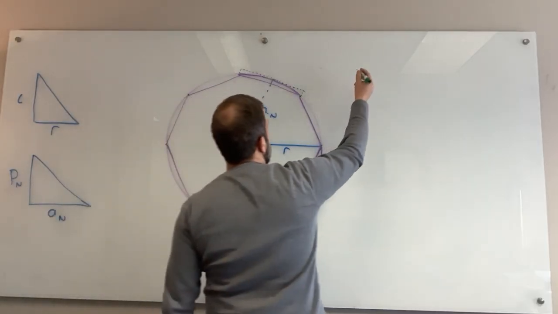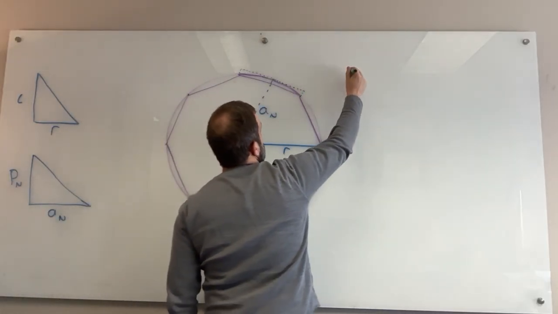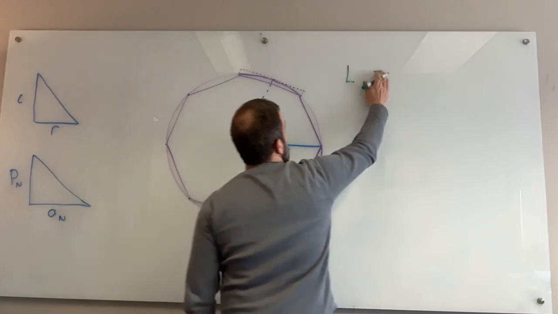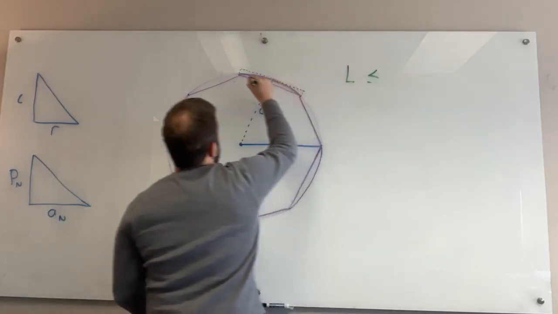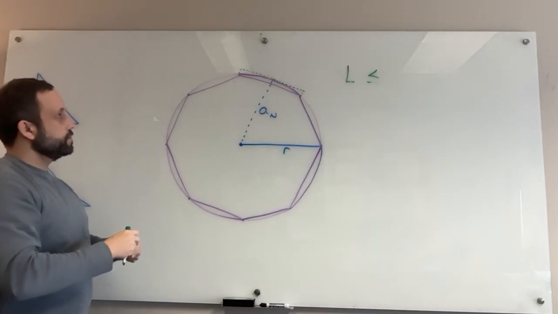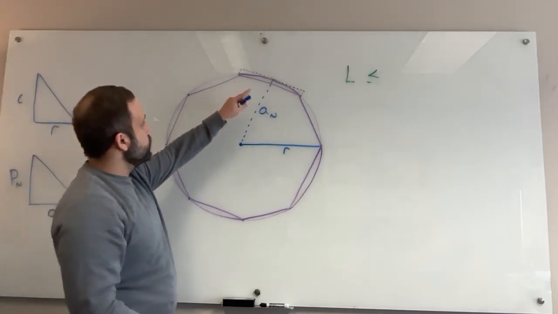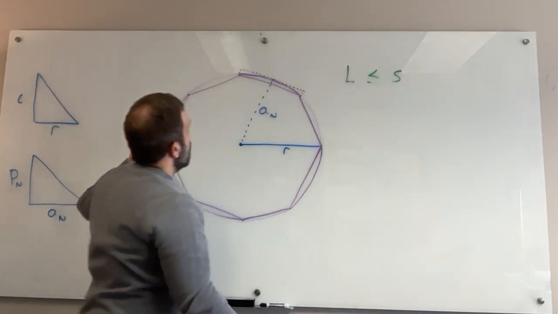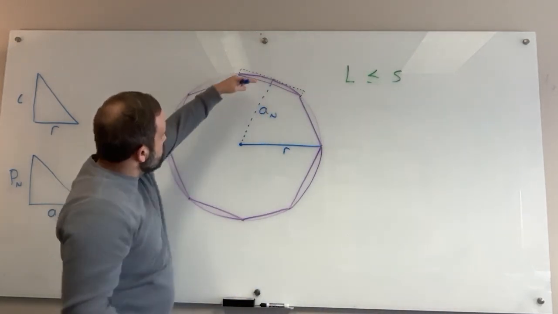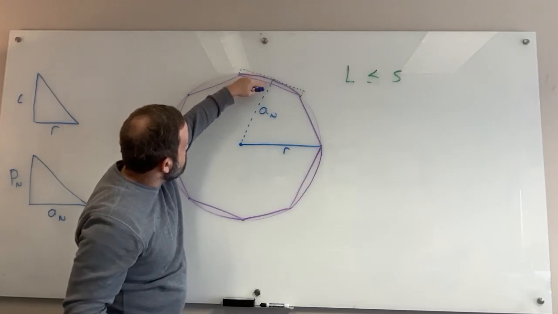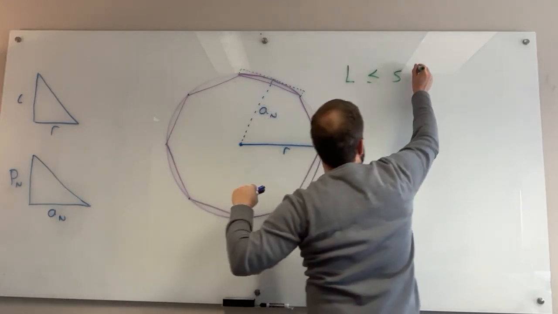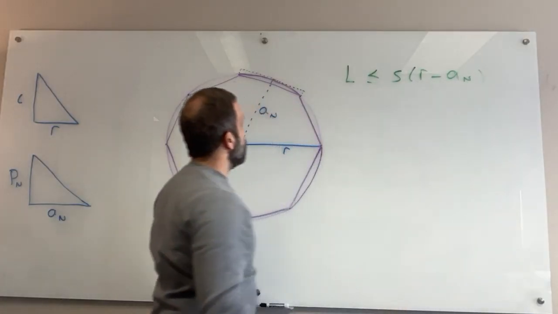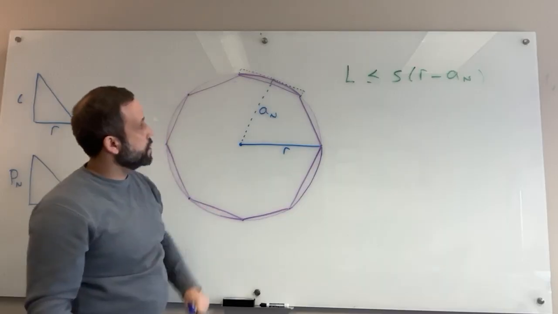The area of this little leftover piece, I'm going to call it L for leftover piece. I don't know what it is exactly, but I know it's going to be less than or equal to this rectangle that surrounds it. The area of this rectangle is going to be equal to the side length, which I'm going to call S, times the height. This height, the distance from that midpoint to the circle, is just going to be equal to R minus the apothem. So it's just this distance there.